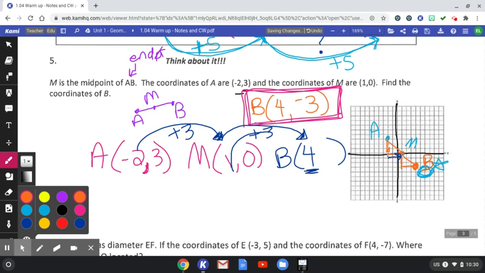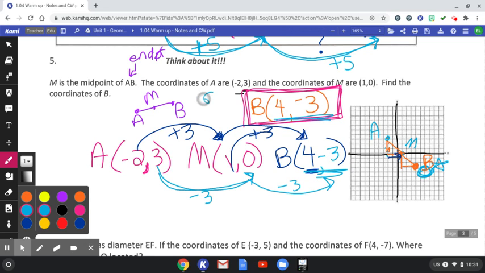The y values, we move from the 3 to the 0. So we went down 3. So we subtracted 3 to get to 0. So 3 minus 3 gives you 0. 0 subtract 3 more gave us -3. So our ordered pair is (4, -3).